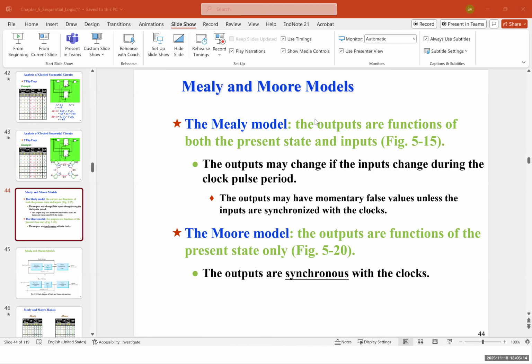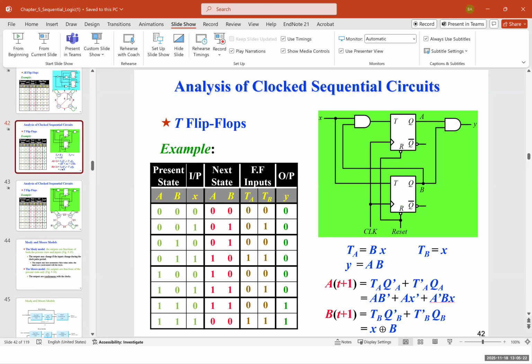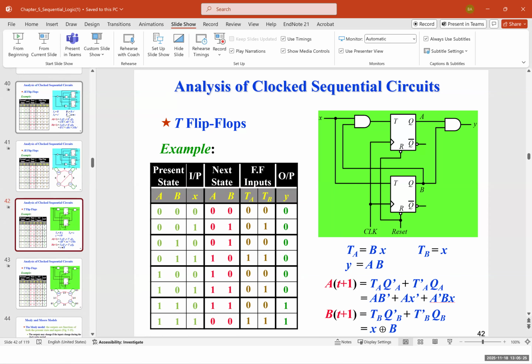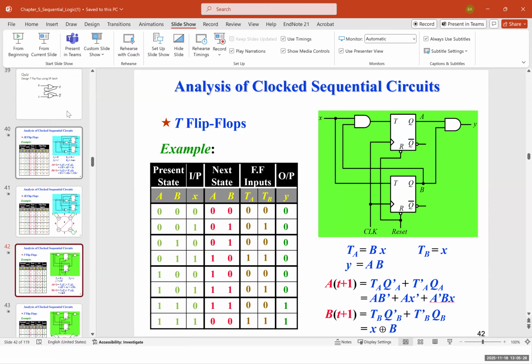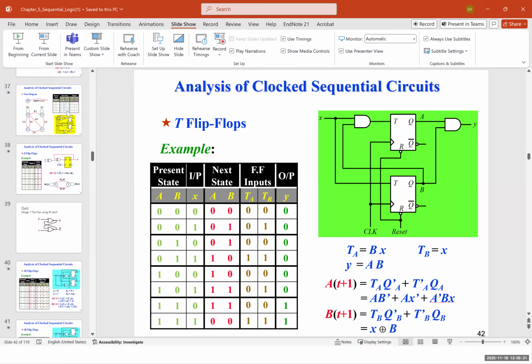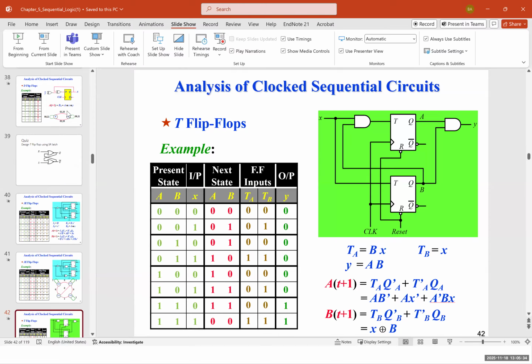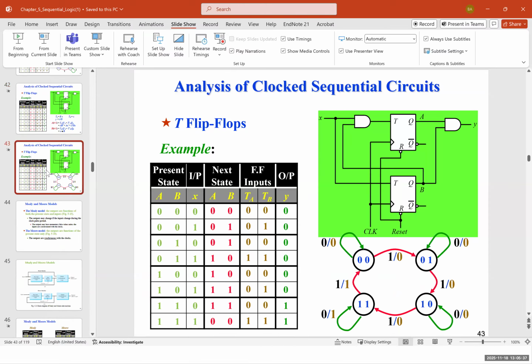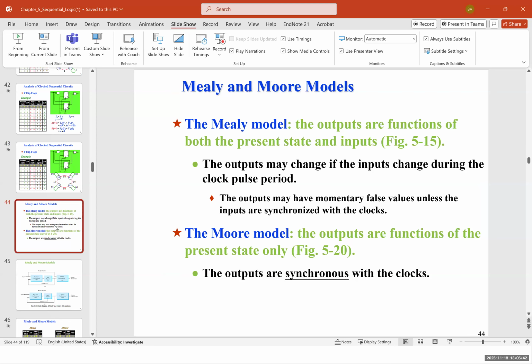In the previous class, we spoke about the analysis of clocked sequence circuits, and we solved some practice problems using the graph for analyzing clocked sequence circuits. Today, we will continue with that, and we will continue with the Mealy and Moore models and how we can utilize these analysis systems to be able to simplify a sequential logic circuit.